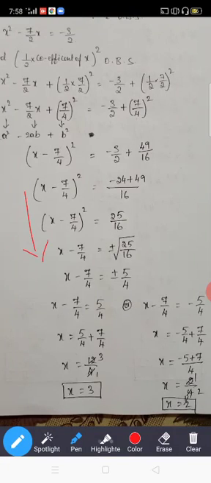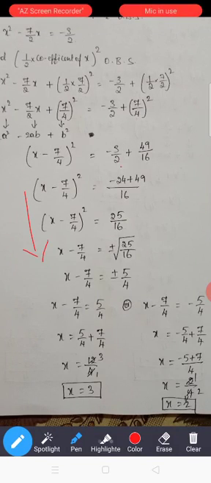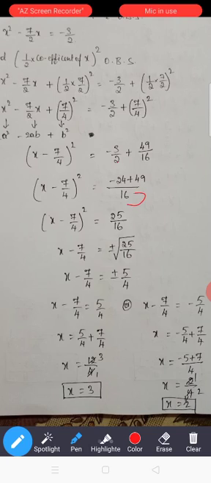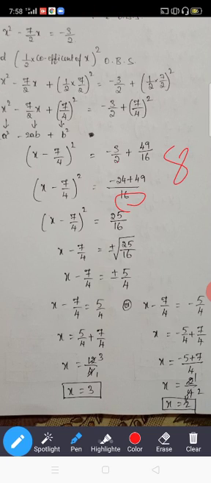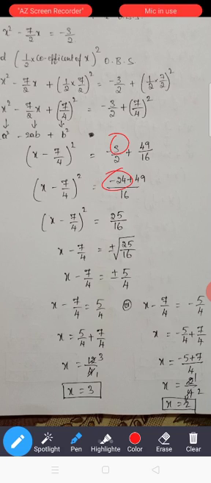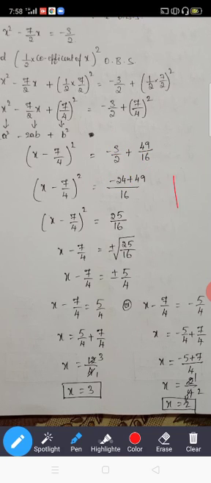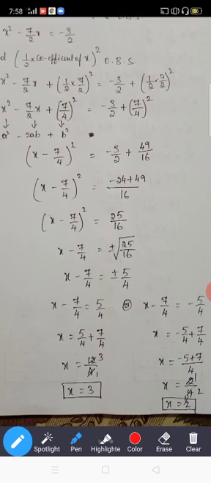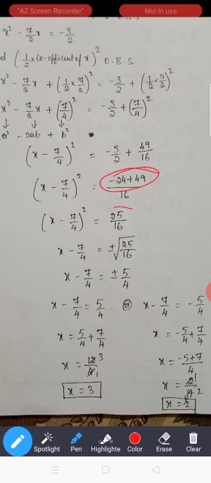Now you simplify the RHS. For these two, the LCM is 16. 2 divides 16 how many times? 8 times. So 8 into 3 is minus 24. Next, 16 divides 16 one time, so 1 into 49 is 49 as it is. Minus 24 plus 49 is nothing but 25.